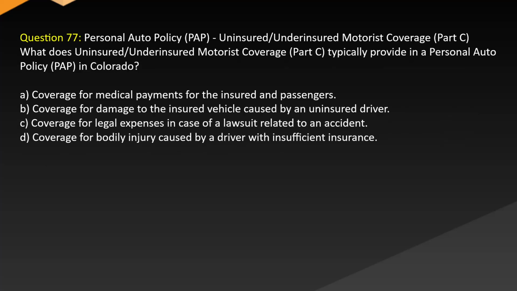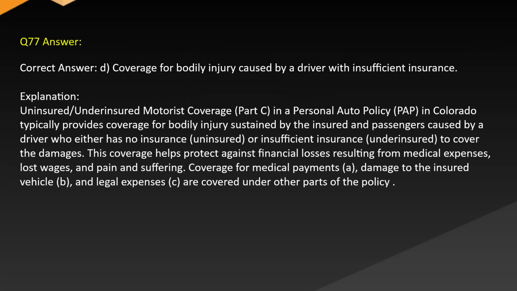Question 77. Personal auto policy PAP. Uninsured underinsured motorist coverage, Part C. What does uninsured underinsured motorist coverage, Part C, typically provide in a personal auto policy PAP in Colorado? A, coverage for medical payments for the insured and passengers. B, coverage for damage to the insured vehicle caused by an uninsured driver. C, coverage for legal expenses in case of a lawsuit related to an accident. D, coverage for bodily injury caused by a driver with insufficient insurance. Correct answer: D, coverage for bodily injury caused by a driver with insufficient insurance.